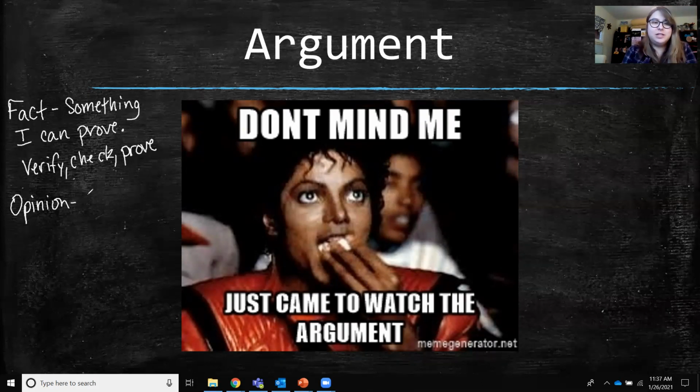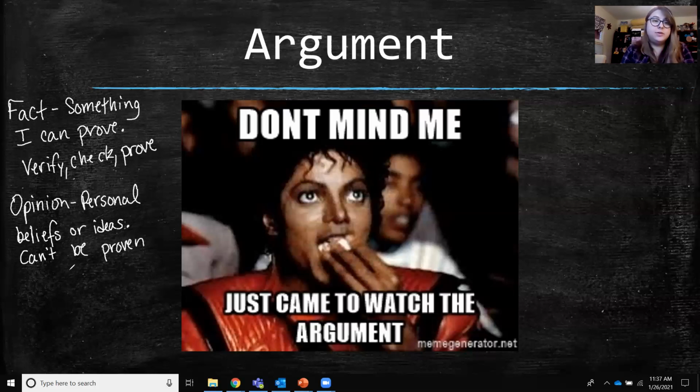Now, the opposite of that idea is an opinion. An opinion, we said, is someone's personal beliefs or ideas about a subject. And we said that these things can't be proven, and that they are neither true nor false. We want to keep these in mind as we go through our lesson today, because we're going to use these definitions to help us talk a little bit more about argument and what argument means to us.